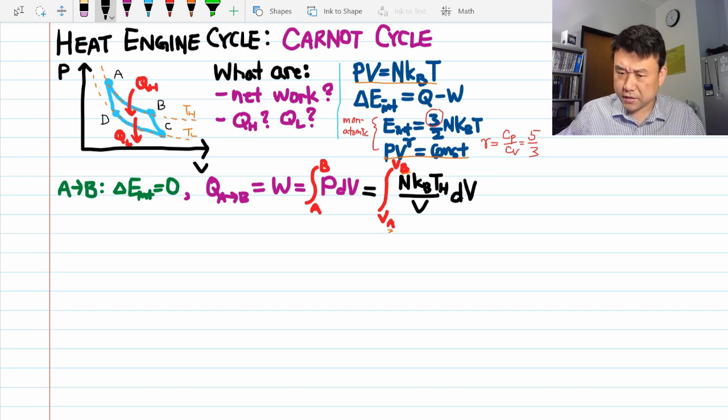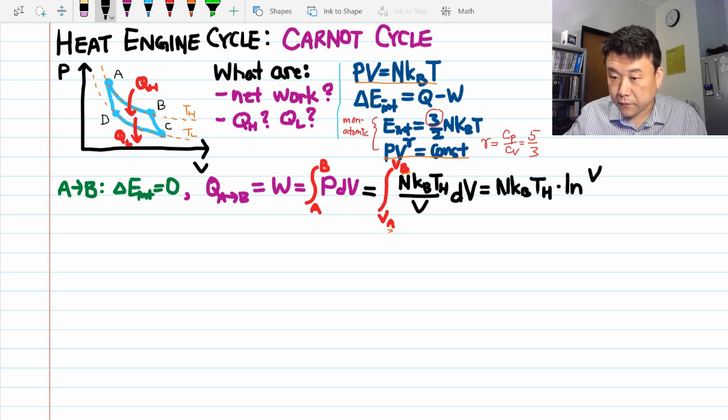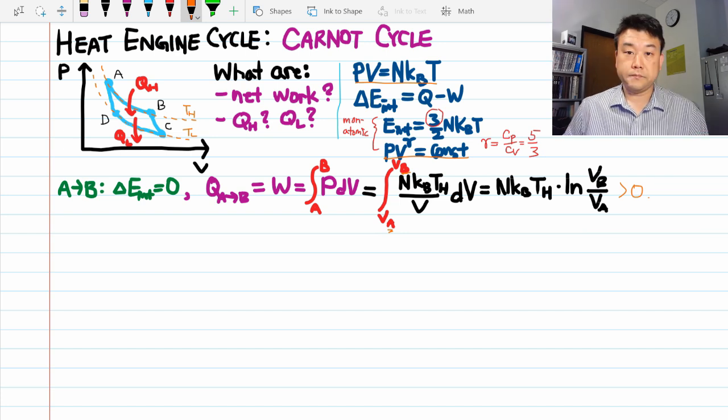Alright, so we've done this integral before, so let me just write down the result without wasting too much time. The antiderivative of 1/V is natural log of V, plug in the limits, I get nKT times the natural log of VB over VA. And this result is greater than 0, as we should expect. The gas is doing positive work, so there must be heat inflow into the system to allow it to do this work without change in internal energy.